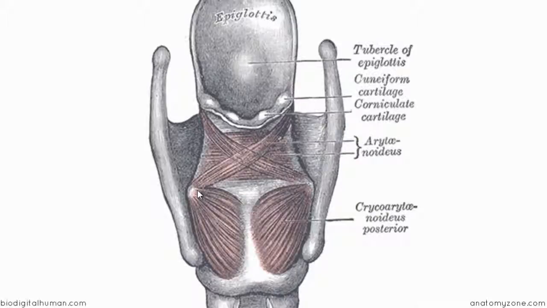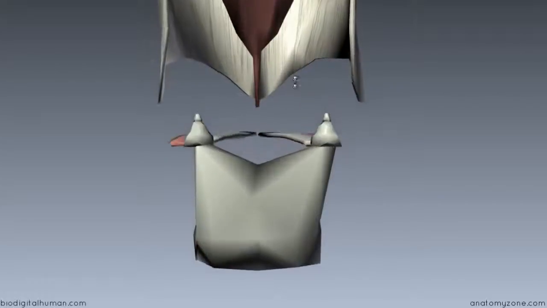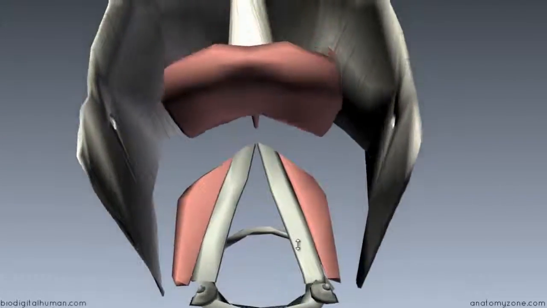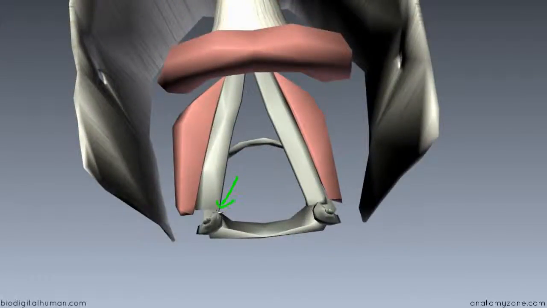So if you remember, the arytenoid cartilage has two processes. You've got the muscular process, which sticks out posteriorly and laterally, and you've got the vocal process, which sticks out anteriorly and serves as a point of attachment for the vocal ligament. So just coming back to the 3D model, if I rotate the model so we can look superiorly, you'll be able to see these two processes. You can see the vocal process sticking anteriorly, and the muscular process sticking out posteriorly and laterally. So the posterior cricoarytenoid muscle attaches onto this muscular process.